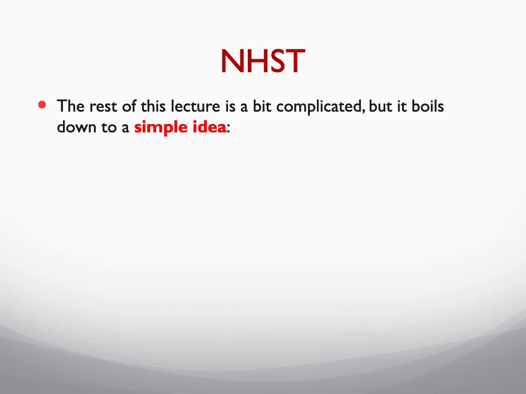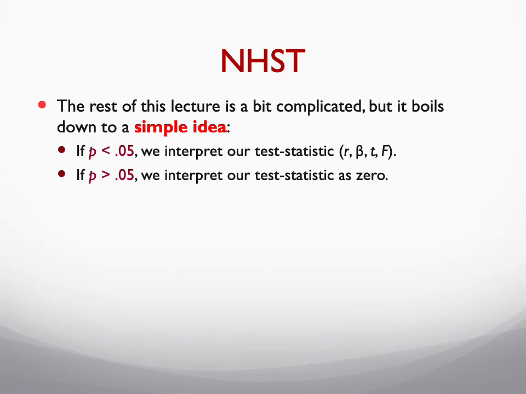Reiterating this again, the rest of this lecture is a bit complicated, but it's going to boil down to one simple idea. And that idea is this: if p is less than 0.05, we interpret our test statistic. That test statistic being Pearson's r, our beta coefficient, our t statistic, or our F statistic. If p is greater than 0.05, we interpret our test statistic as 0.